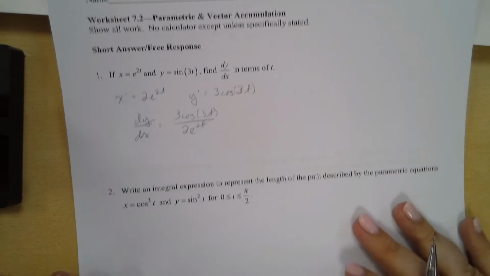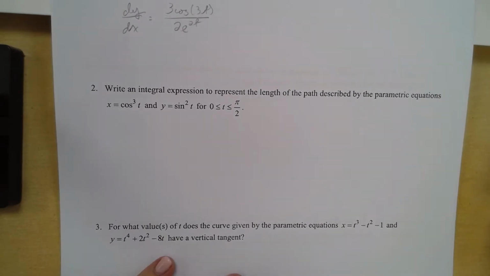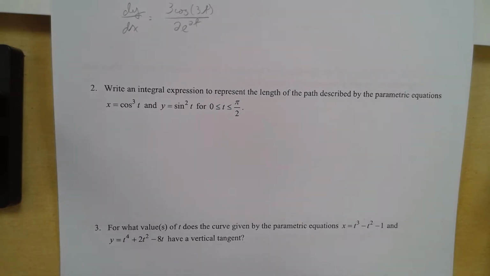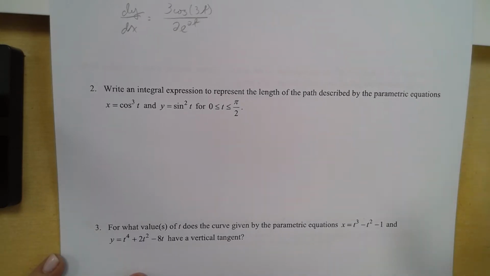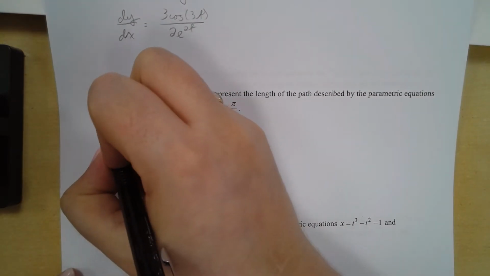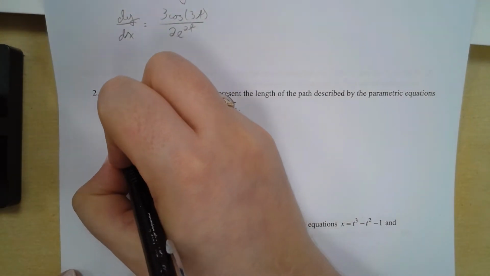All right? Number two, write an integral expression to represent the length of the path described by the parametric equations x equals cosine cubed of t and y equals sine squared of t for 0 is less than or equal to t is less than or equal to pi over 2. Well, if we're asked to find a length of a path, all we're asked to do is find our arc length. And for that, we're going to need our derivatives here.